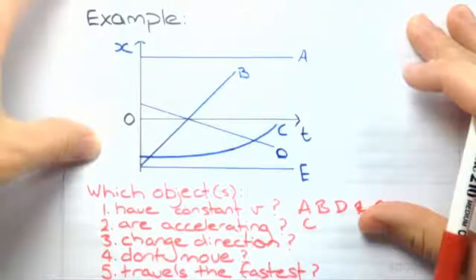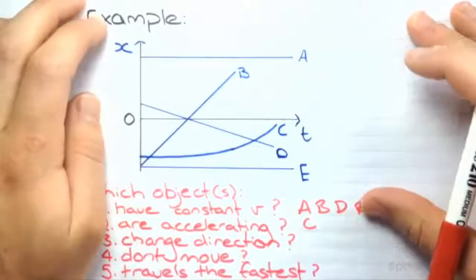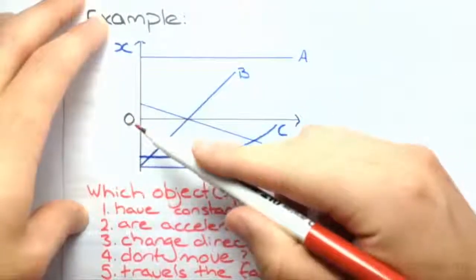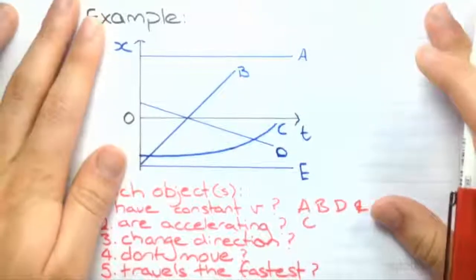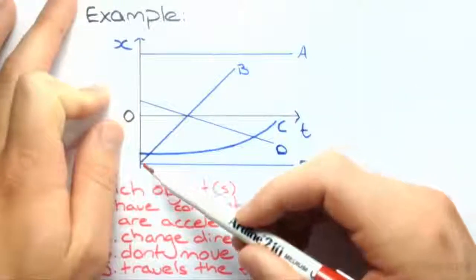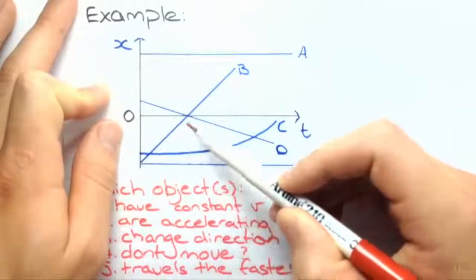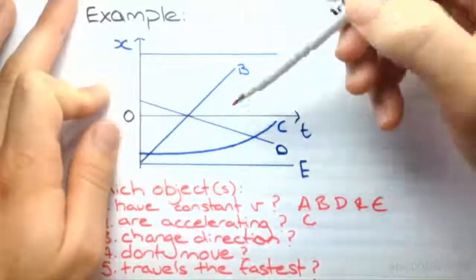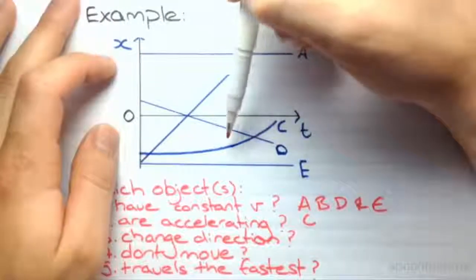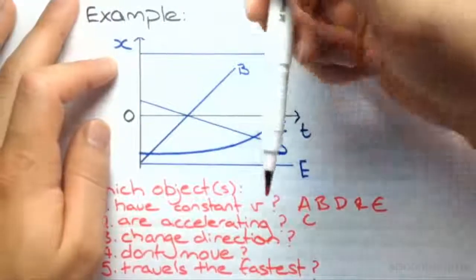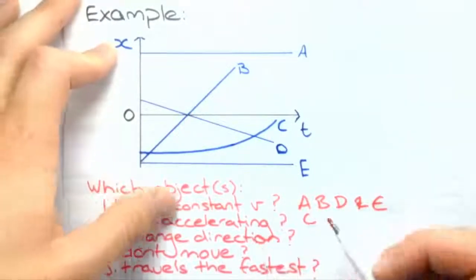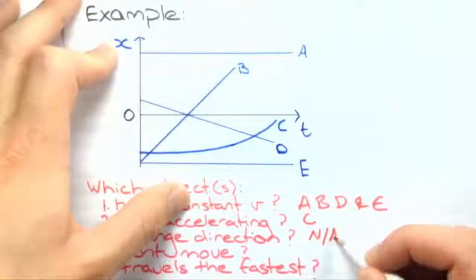Which one changes direction? Now, we said before that below the x-axis, or below the 0 point, is negative, and above the 0 point is positive. So we can see here, this one is moving towards the 0 point and then past the 0 point. So that one doesn't change direction. This one's moving towards the 0 point and then past the 0 point. So this one doesn't change direction. In fact, none of them change direction based on that understanding. So here and A, none of them change direction.